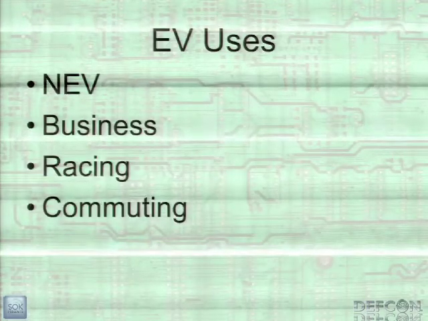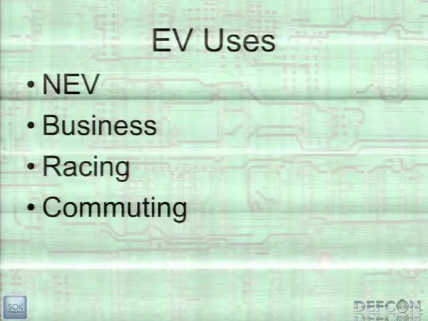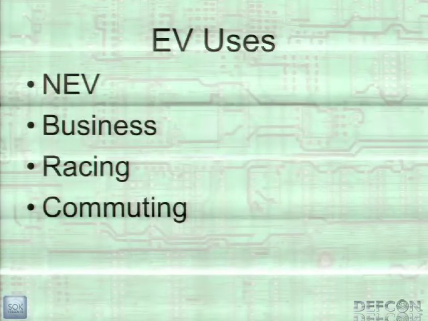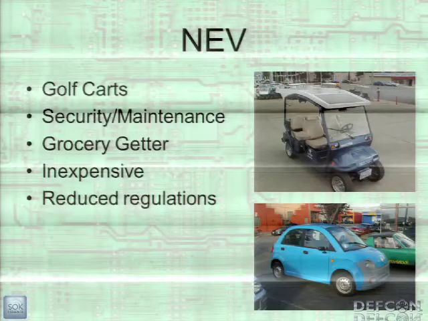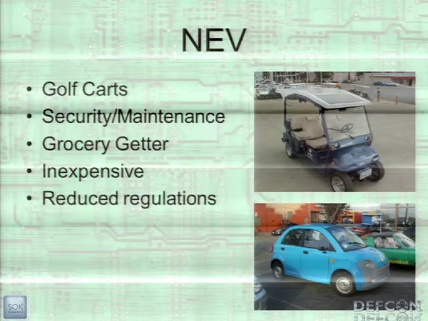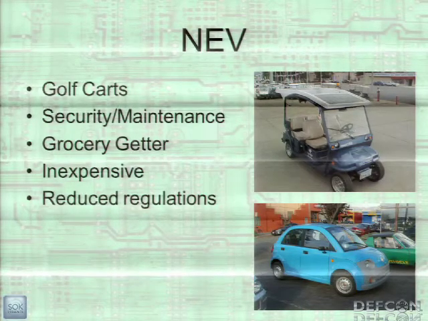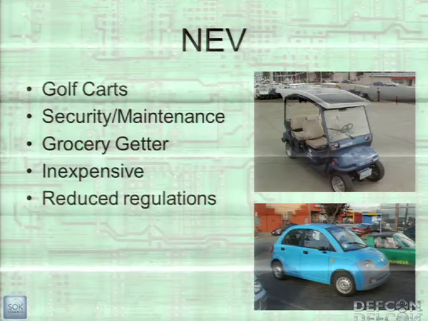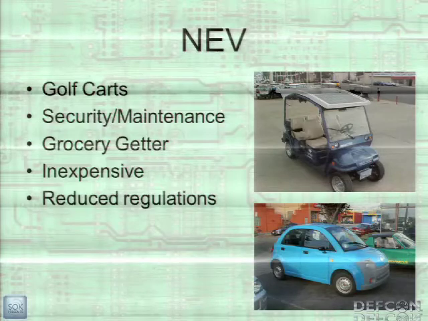So, EV uses. There's lots of different things people use them for. One popular use is neighborhood electric vehicles. There's business that's starting to use them a lot. They're used in racing, and my favorite, commuting. Neighborhood electrics, everyone's familiar with golf carts. They're also very popular for security and maintenance vehicles because they're quieter and there's no emissions. People use them for grocery getters, just running errands around town.